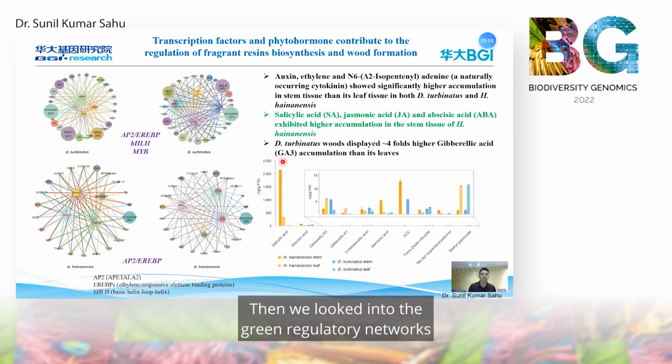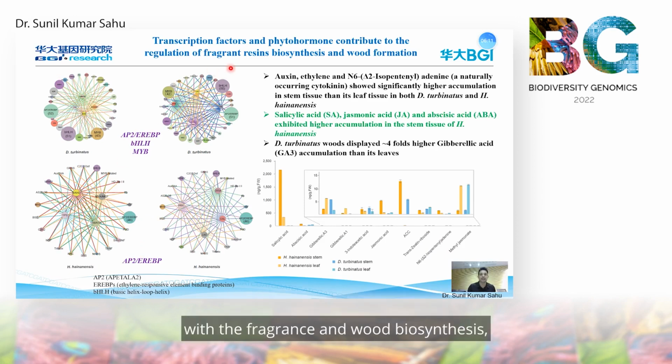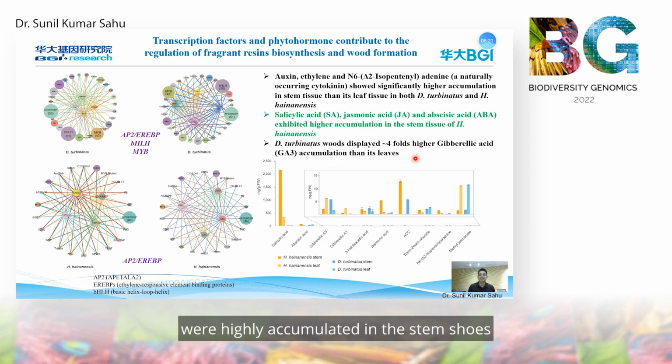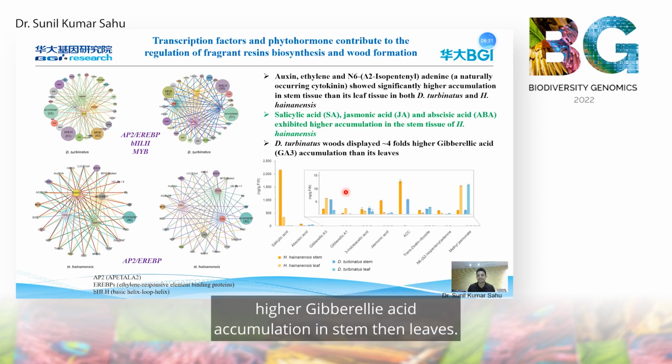Then we looked into the gene regulatory networks of these two species and found that AP2, EREBP and bHLH transcription factors had a very close association with fragrance and wood biosynthesis. And coming to the phytohormones, we found that salicylic acid, jasmonic acid, and abscisic acid were highly accumulated in the stem tissues of Hopea hainanensis, while on the other hand, D. turbinatus displayed fourfold higher gibberellic acid accumulation in the stem than in leaves.